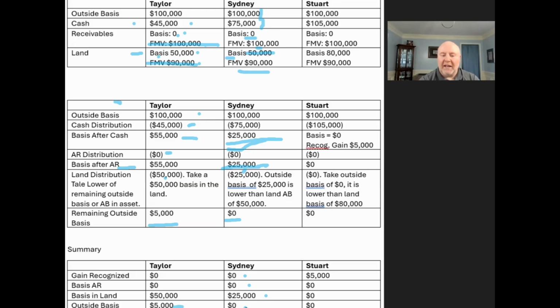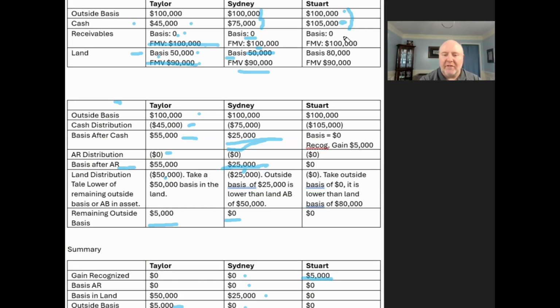One more scenario in this set of problems. So now we have Stewart. And look at this. 100,000, we haven't changed that. But now we have some cash. Okay? We have cash. Well, with the cash, what's going to happen is we can take basis all the way down to 0, but the excess, we can't change the basis of cash. The excess is going to be recognized. So if we come down here, we have to recognize that excess amount. So here we have some recognized gain of $5,000. This is one of the few situations where you're recognizing gain.